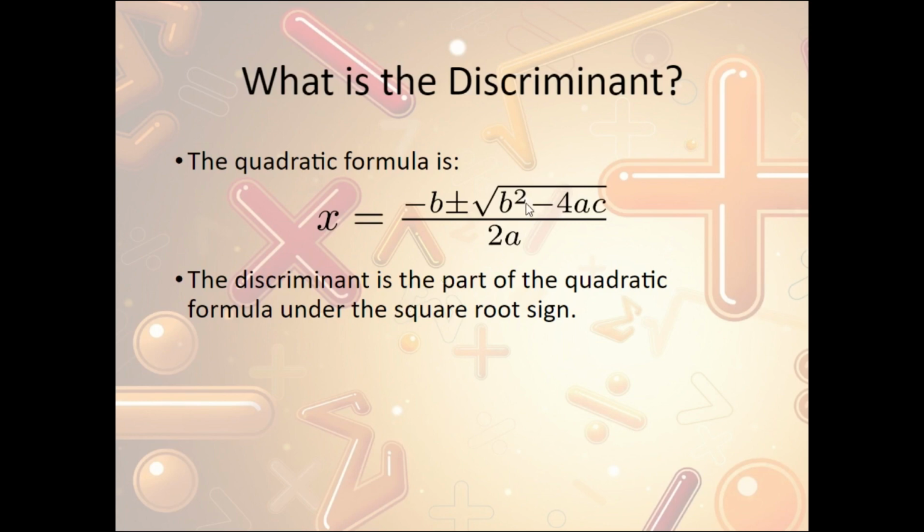So that's why we call it the discriminant, because it discriminates against negative roots. So if it ends up negative, then we know we don't have to do any other work. It's no solution.